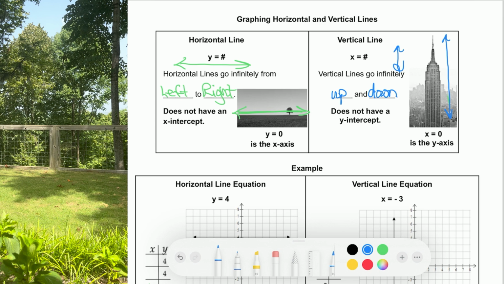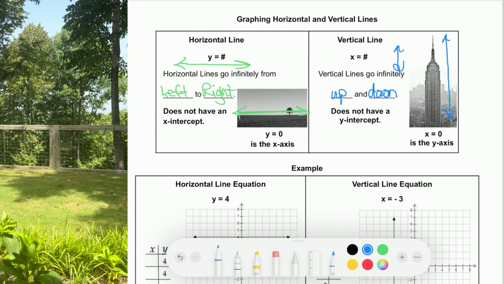The horizontal line does not have an x-intercept, okay? It doesn't cross the x-axis. It only crosses the y-axis, all right? The vertical line does not have a y-intercept. It does not cross the y-axis. It only crosses the x-axis. So that's important to remember.